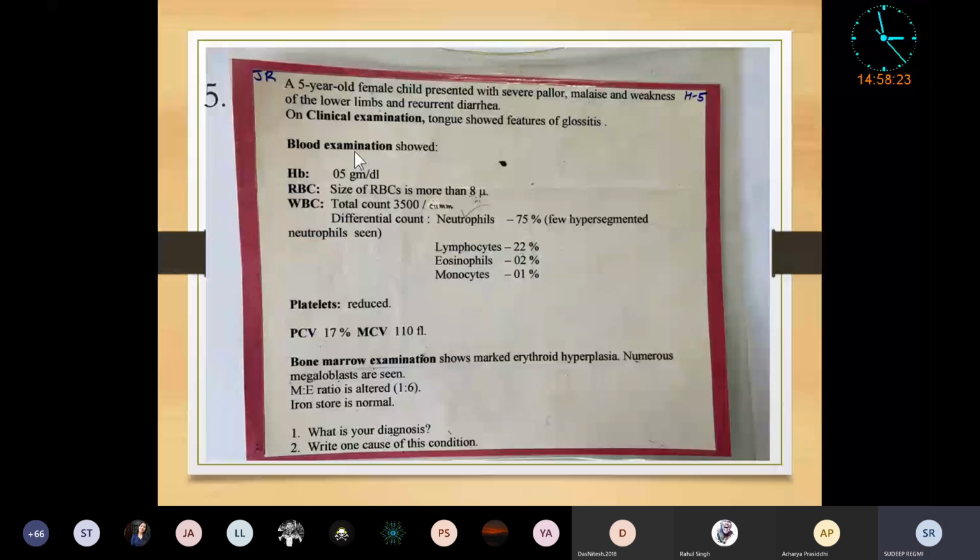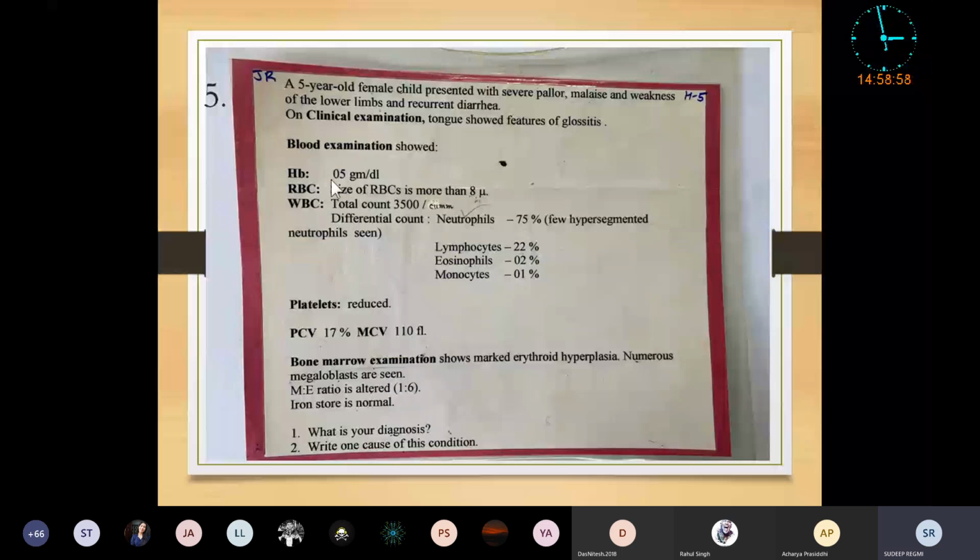Here you can see there is pancytopenia. You know what pancytopenia is, right? Anyone can speak? All the lineage of cells are decreased. Okay, all the cell lineages are decreased. Like hemoglobin is also decreased. See, it is 5 gram per deciliter.